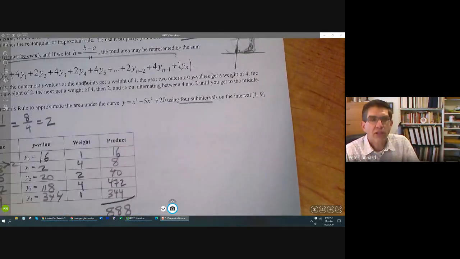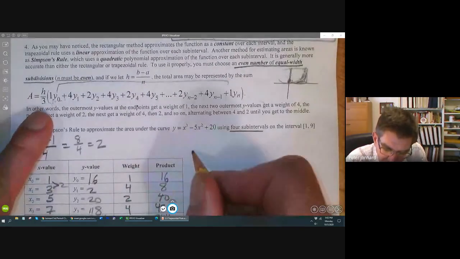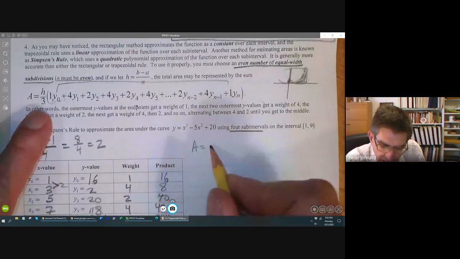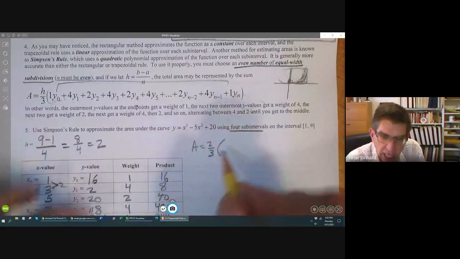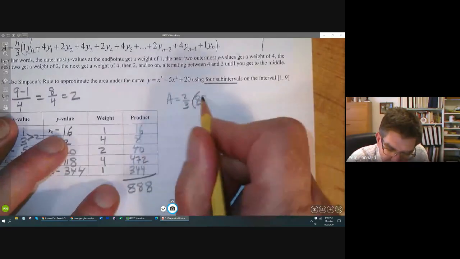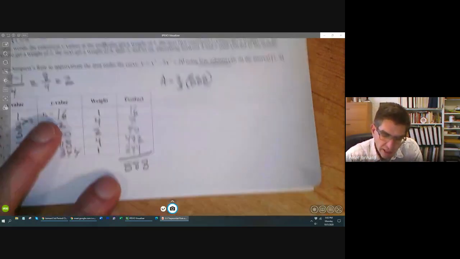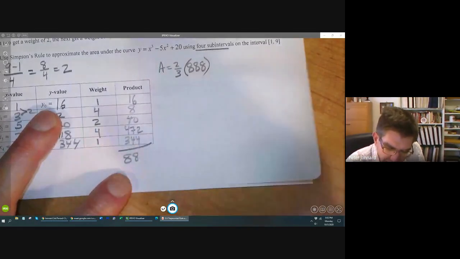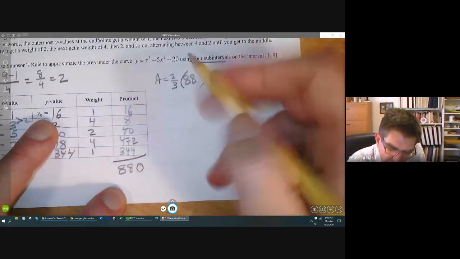Okay, and remember, the formula says to do h over 3. So the total area, according to Simpson's rule, is h over 3, so that would be 2/3 times 888. All right, and what's really handy about that is, oh, I'm sorry, it's not 888, it's 880. Okay, there we go.